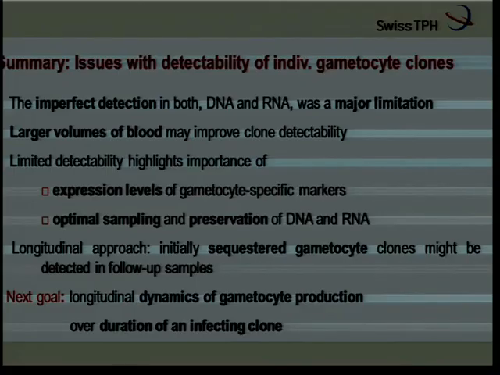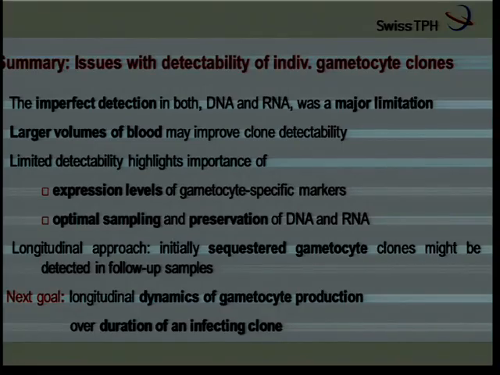So there are issues with detectability of individual gametocyte clones. There is imperfect detection at both levels, DNA level and RNA level, that has been described before. As I've said, larger volumes for sampling RNA could help here. We have had a smaller volume. But it also highlights again that the expression levels are utterly important for gametocyte-specific markers. The higher, of course, the better.